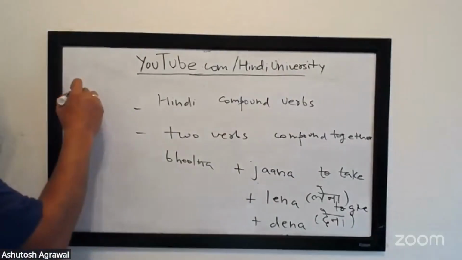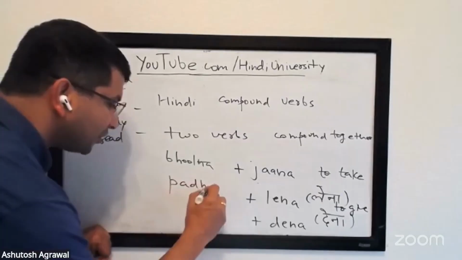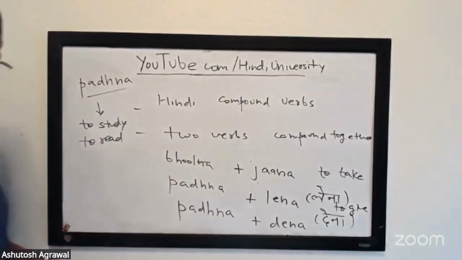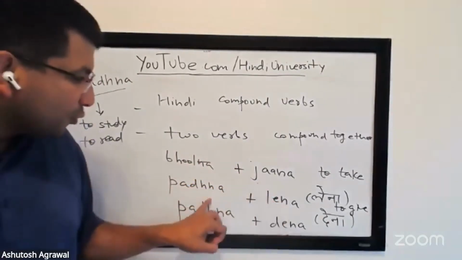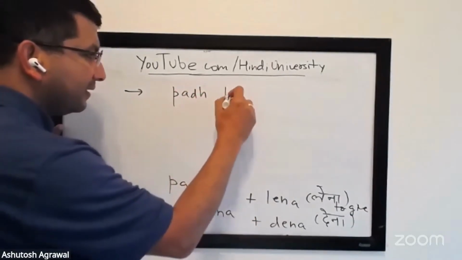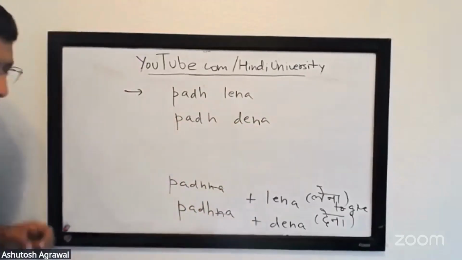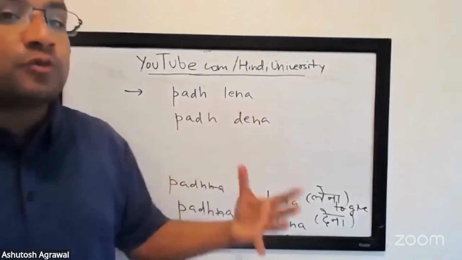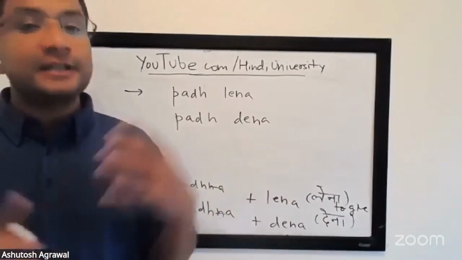Let's say the verb is called padhna. What is padhna? To study or to read. So you have padhna plus Lena and you have padhna plus Dena. Just like the way we had bhulna plus jana and it became something else, when you do padhna plus Lena and padhna plus Dena. So you have pad Lena, and the second one is pad Dena. So you remove the na and use the rest of it. Pad Lena and pad Dena. Compound verb, like two verbs combined together, right, to give the sense of completion or finality or something different happen.